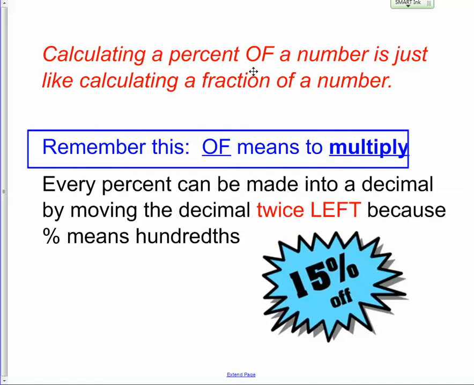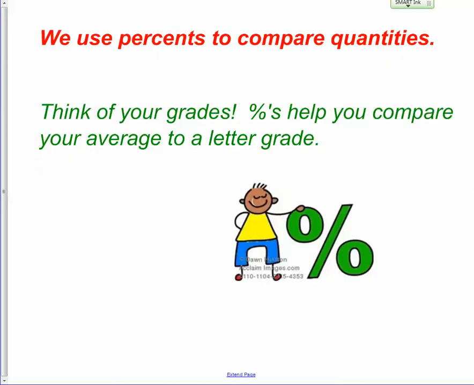So calculating a percent of a number is just like calculating a fraction of a number. If the percent's less than 100%, then you're taking a piece of the number. So if you remember, of means to multiply, and every percent can be made into a decimal. You move the decimal twice to the left, remember, because percent means hundredths or out of 100. So if something is 15% off, we talked about the decimal for that is 15/100 or 0.15.